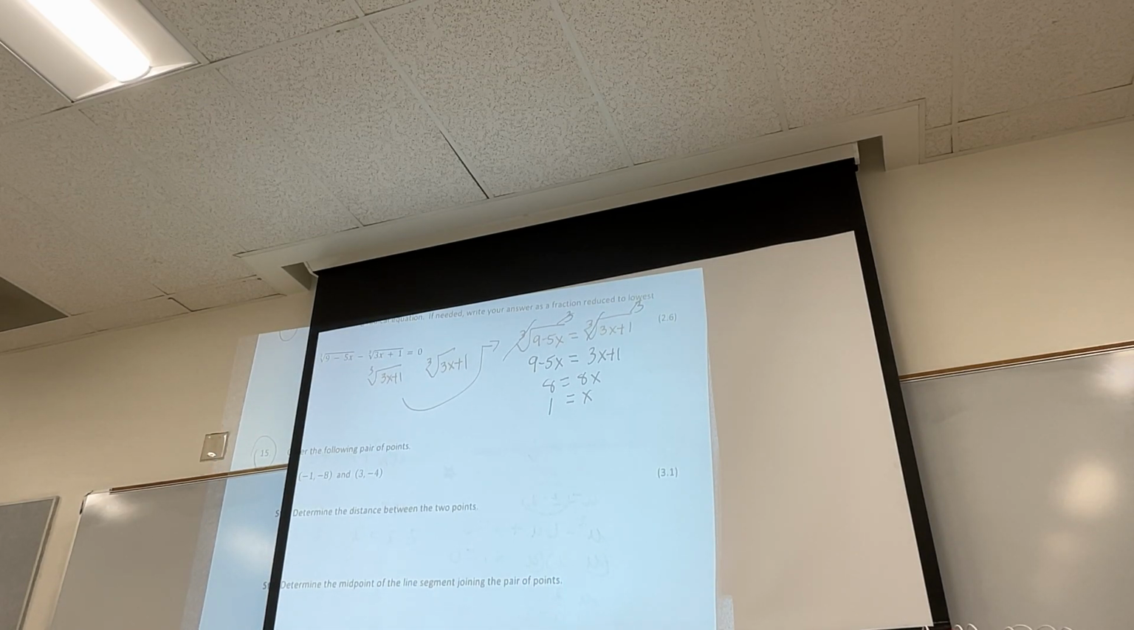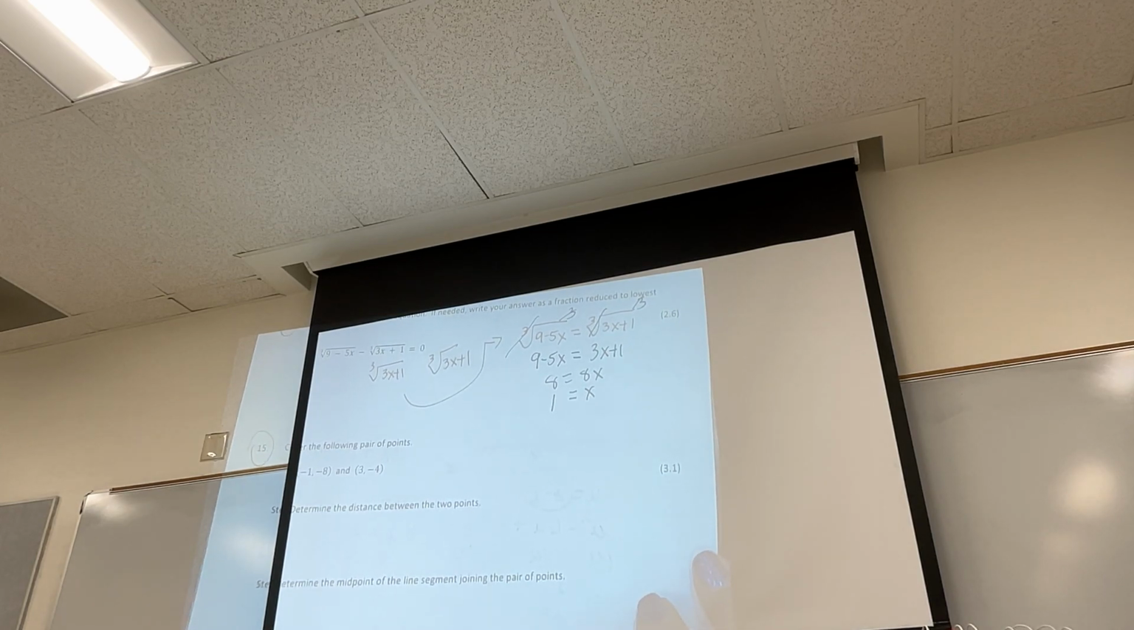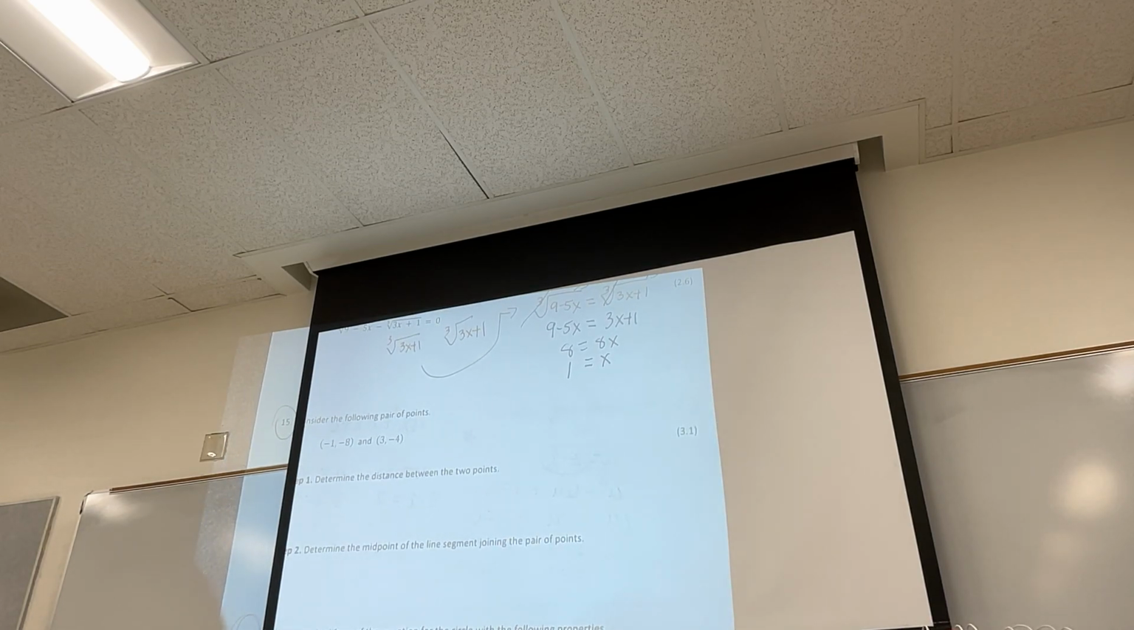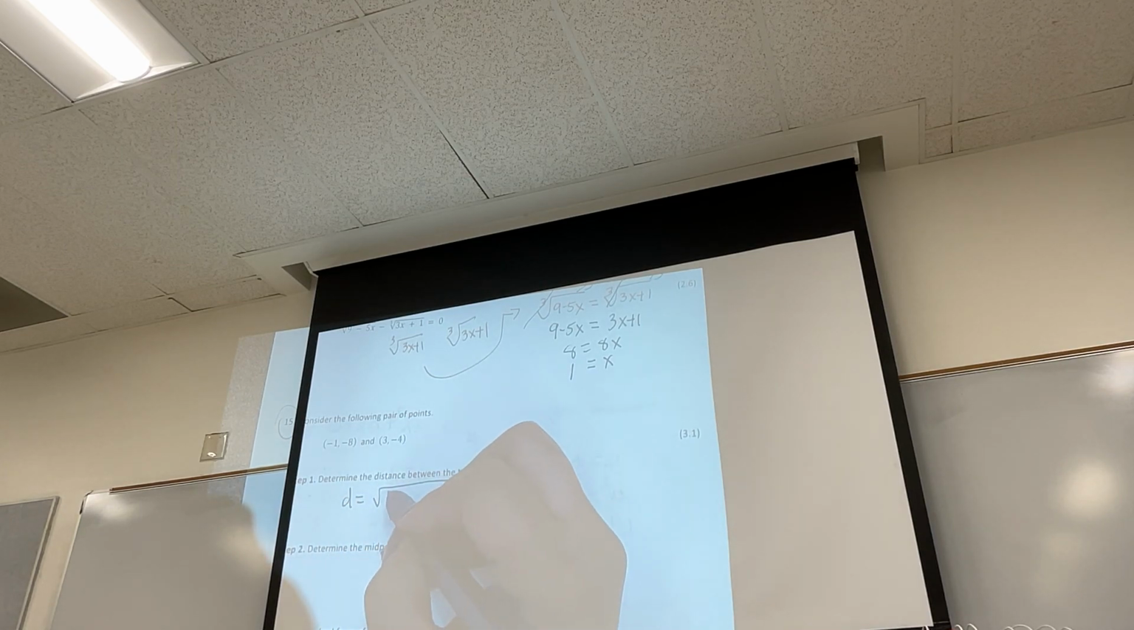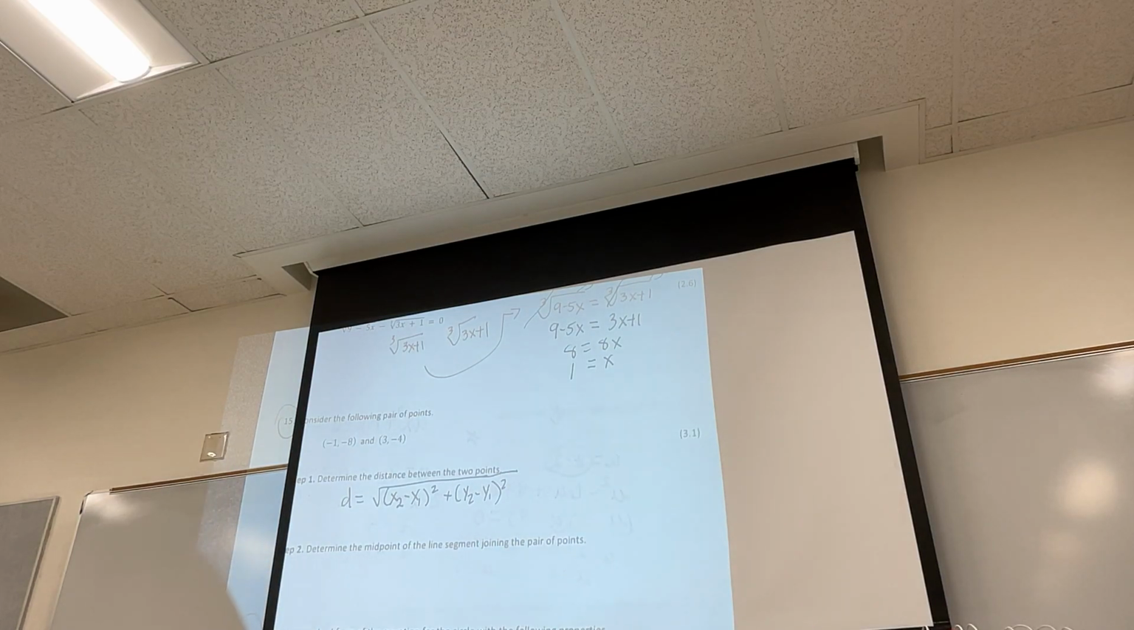15. Do we remember our formulas for distance and midpoint? What's the distance formula? Distance equals the square root. It doesn't matter which one you write first. You can do the x's first. You can do the y's, as long as you're subtracting and then squaring them. It's fine.